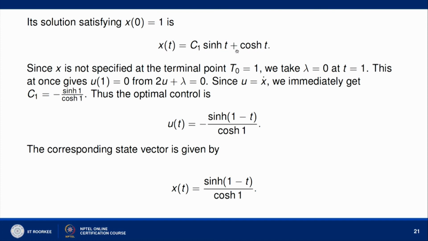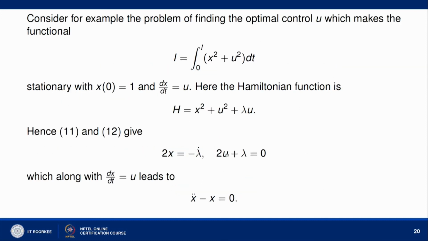Now c2 we can obtain from the condition given at x of 0 equal to 1, so c2 is 1. So x of t is given as c1 sinh t plus cosh t. Now we don't have any way to find this c1 because x is not specified at the terminal point t naught. So for that, let us take lambda equal to 0 at t equal to 1. This at once gives u1 equal to 0 because we have the equation 2u plus lambda equal to 0.